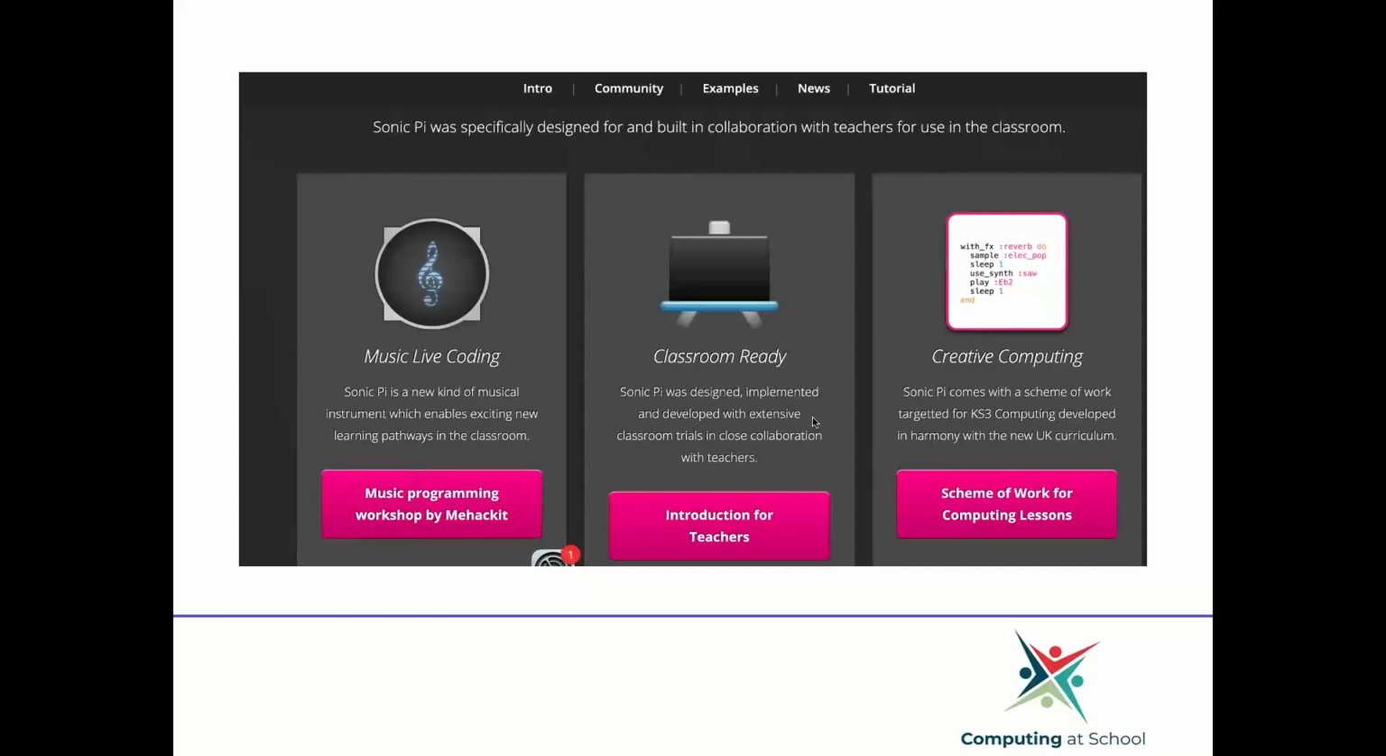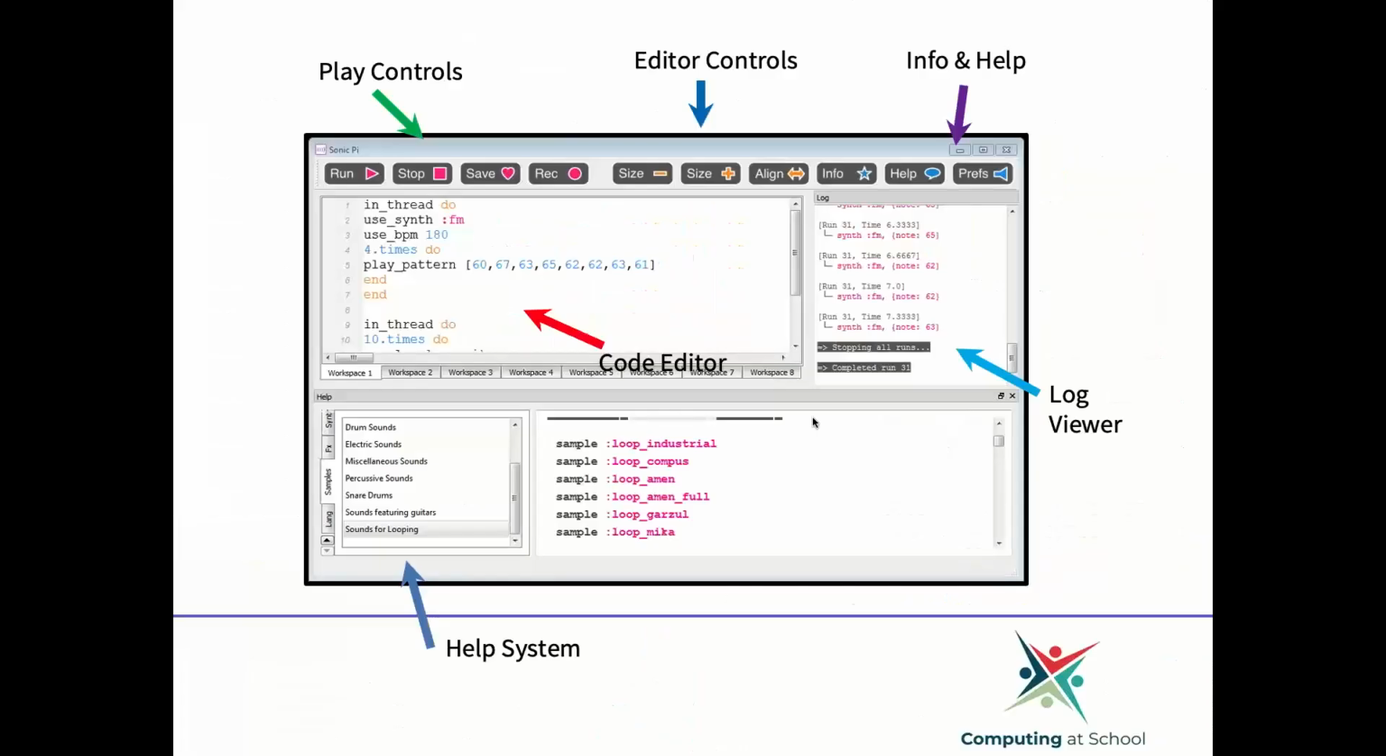Okay, so some of the other things that are on the website, we've got a scheme of work on there. It is Key Stage 3, so I've adapted it for Key Stage 2. I haven't written a scheme of work, I've just adapted some activities to use down in Key Stage 2, but it does have a Key Stage 3 scheme of work there. And there's an introduction for teachers on the website as well, and some other stuff for Music Live Code in there as well. That's just at the top of the website.